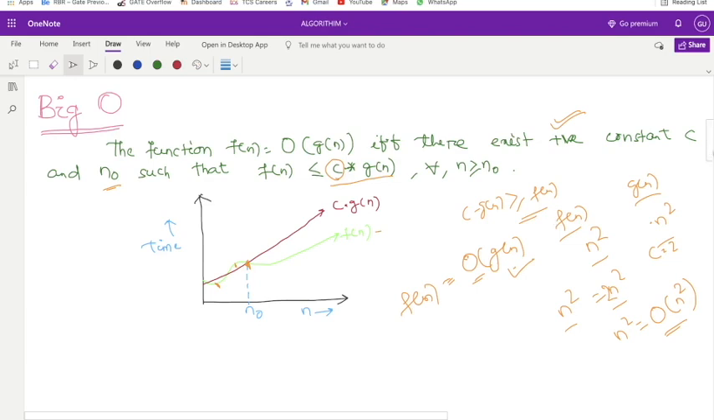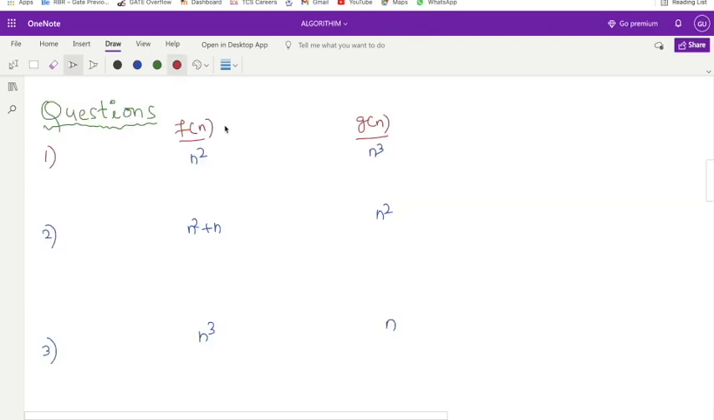Let's try some questions on big O. Here I have given some functions. This is the f(n) function and this is the g(n) function, right? You can see that these are the functions I have given, and you need to find out whether f(n) is greater or g(n) is greater.